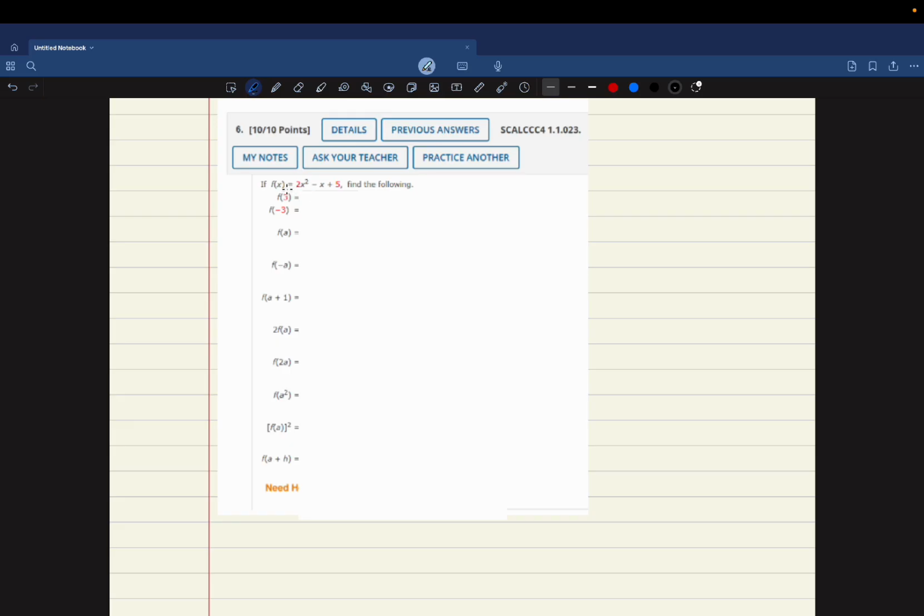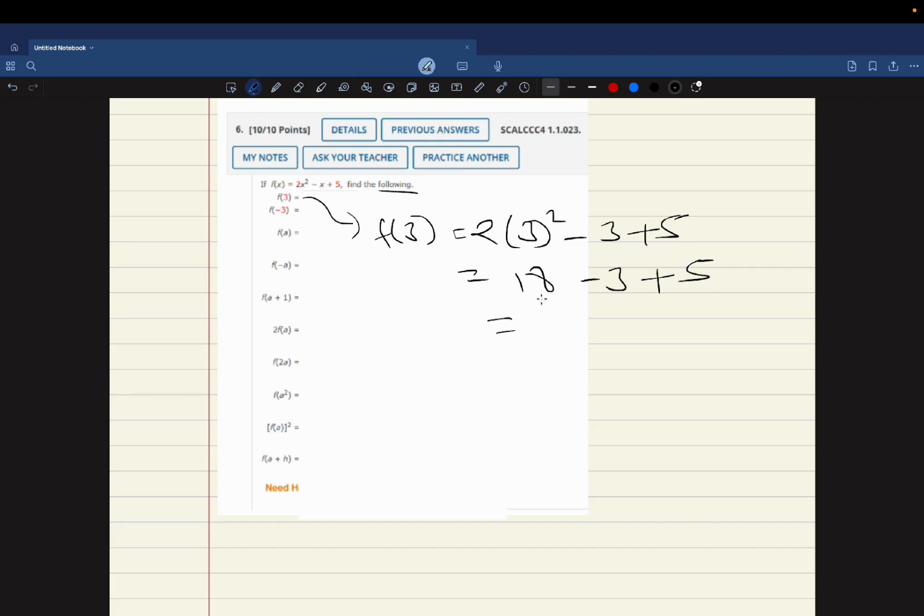Okay, this question is asking, if f(x) equals 2x squared minus x plus 5, find the following. We need to find f(3). For that, we simply replace the value of x with 3, which means 2 times 3 squared minus 3 plus 5. This will be 18 minus 3 plus 5. 18 minus 3 is 15, plus 5 is 20. So the value of this will be 20.